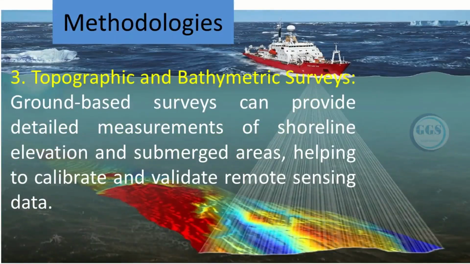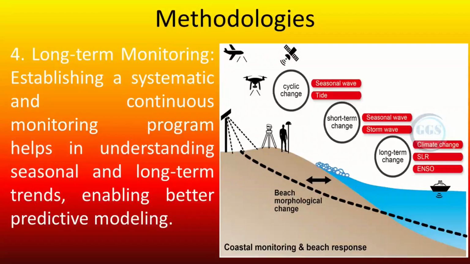So another method used in shoreline change detection analysis is topographic and bathymetric survey. So ground-based survey can provide detailed measurements of shoreline elevation and submerged area, helping to calibrate and validate remote sensing data. Another method used is long-time monitoring. So long-time monitoring helps in establishing a systematic and continuous monitoring program which helps in understanding seasonal and long-time trends, enabling better predictive modeling.